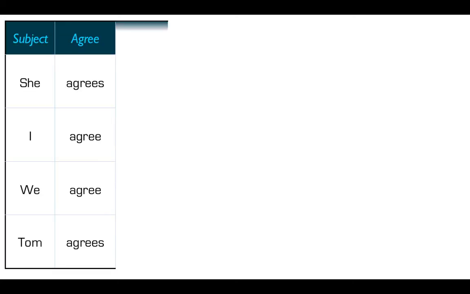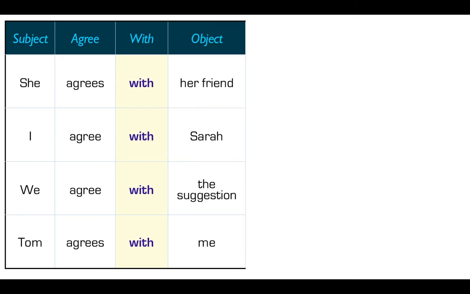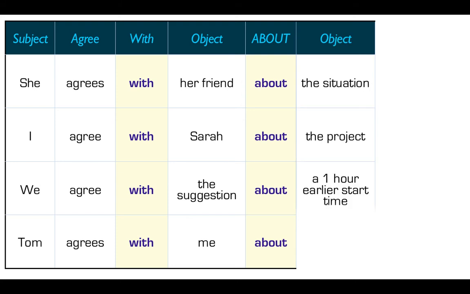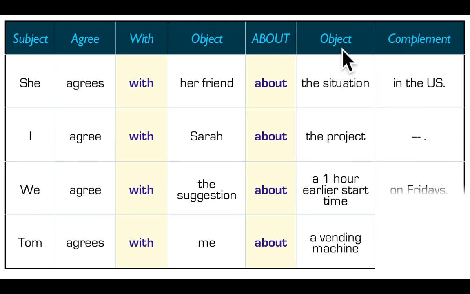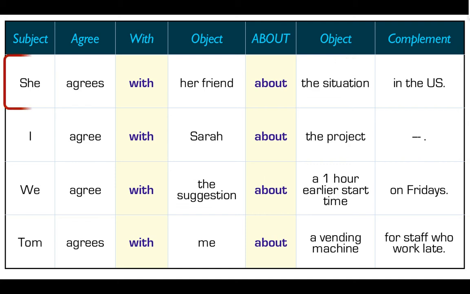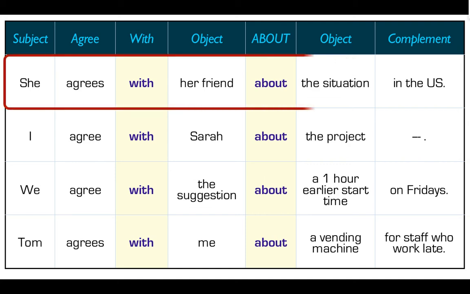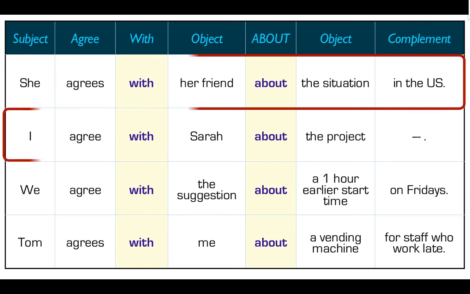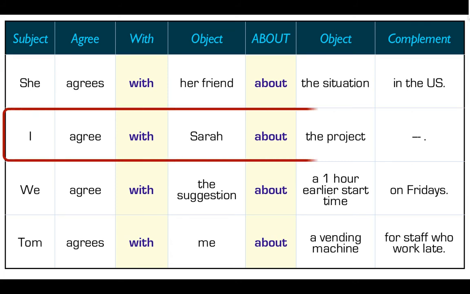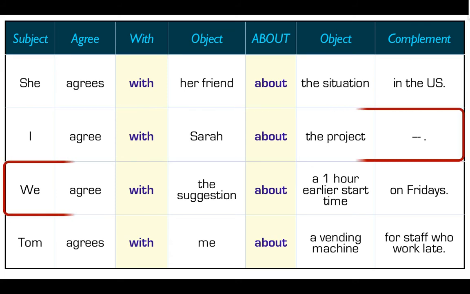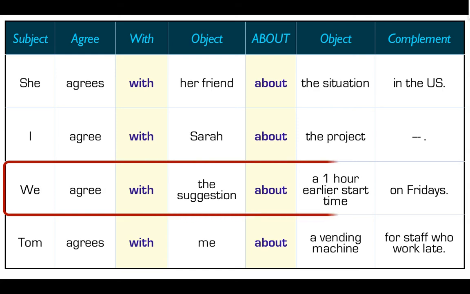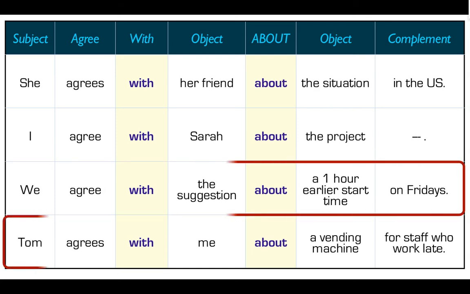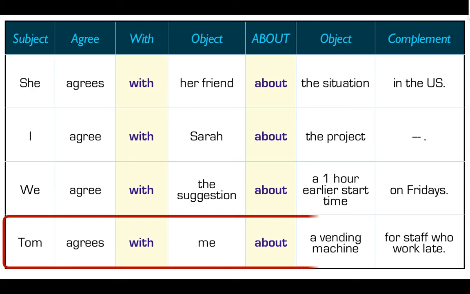If you want to agree with somebody and you're just going to talk about an idea, then you'll use the preposition about. So you'll talk about a situation or some object, and then you can add a complement for the rest of the sentence. So you'll say she agrees with her friend about the situation in the US. I agree with Sarah about the project. We agree with the suggestion about a 1 hour earlier start time on Fridays, and Tom agrees with me about a vending machine for staff who work late.